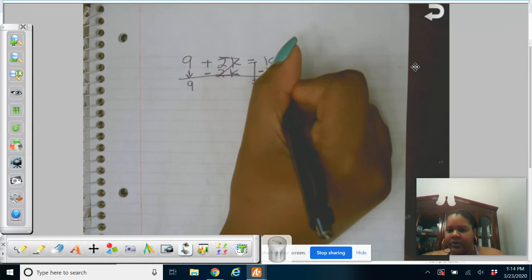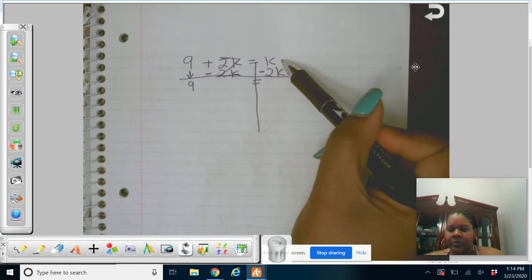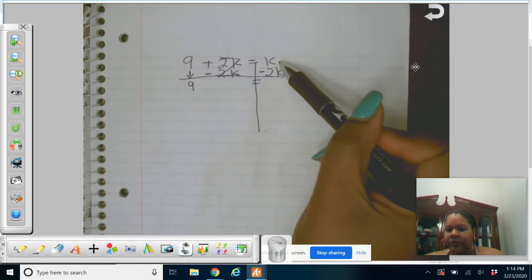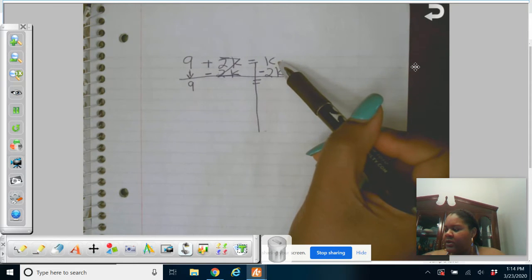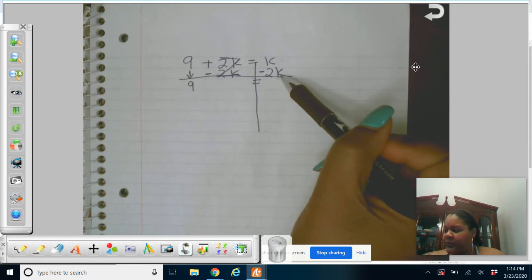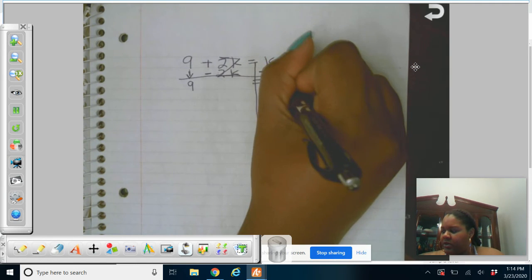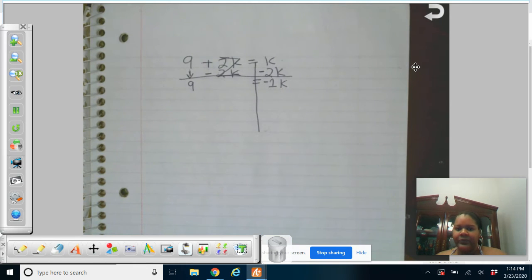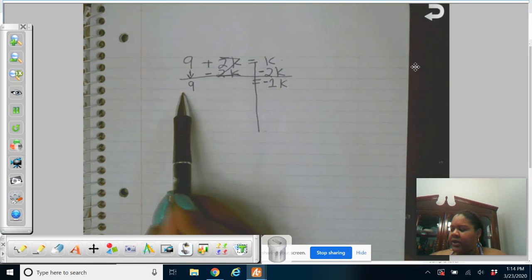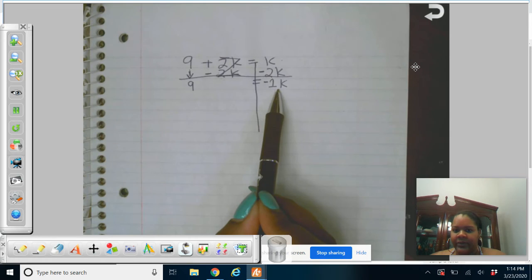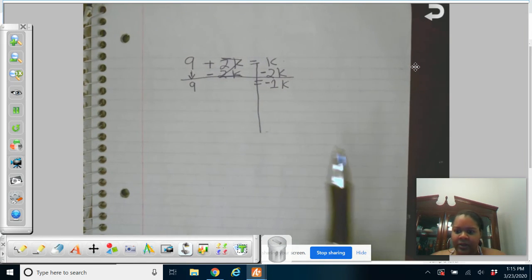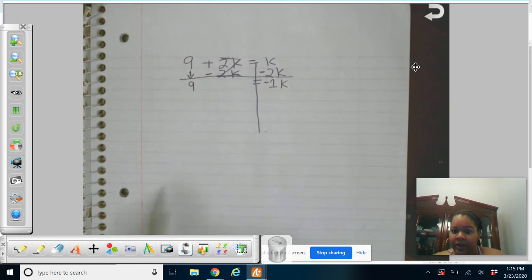Then over here, this is 1k. Remember, there's no number in front of the variable, it's just an invisible 1. So that's going to be 1 minus 2k, which gives you negative 1k. Now I'm left with positive 9 equals negative 1k. I need to make this a positive k because we don't say 9 equals negative k. That's not what we say. We say 9 equals k, positive k.